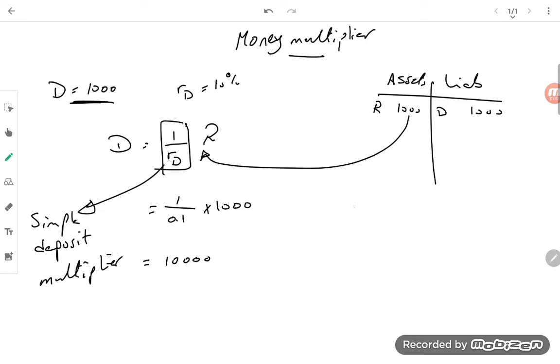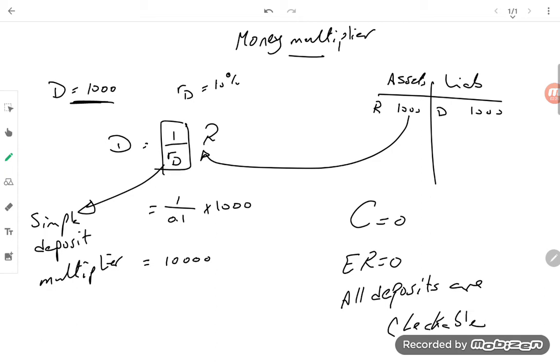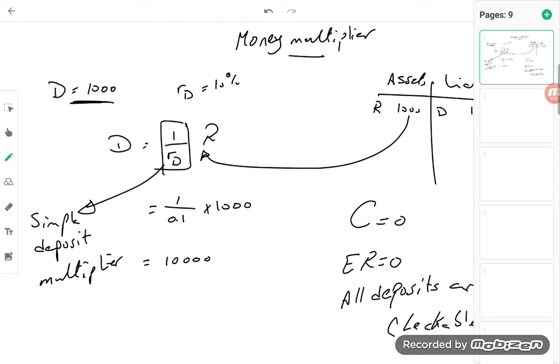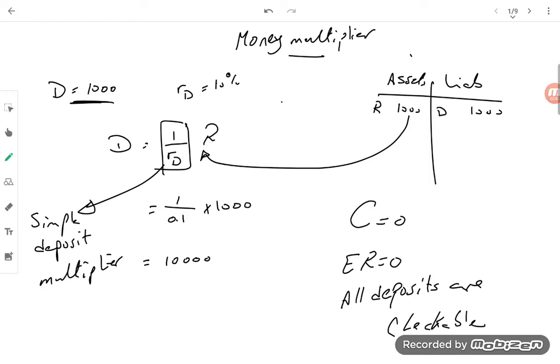This multiplier is under the assumption that C equals 0, or there is no currency in circulation, and there are no excess reserves, and all deposits are checkable deposits. Now we are going to relax two main assumptions, which are C equals 0 and ER equals 0, while keeping the third assumption that time and saving deposits equal 0.